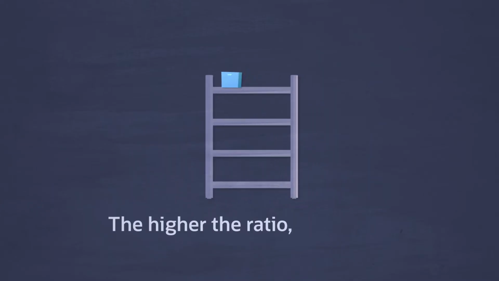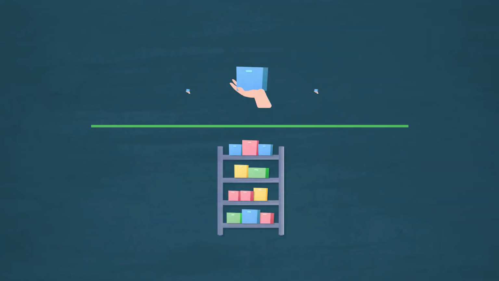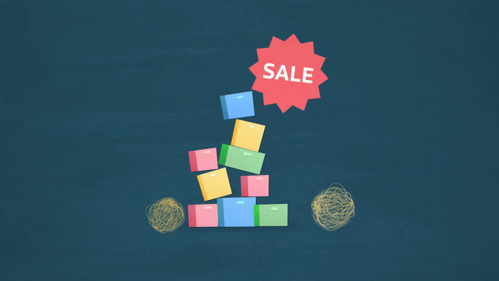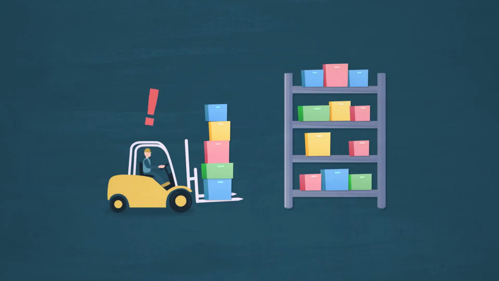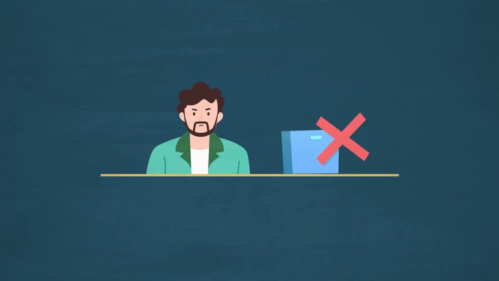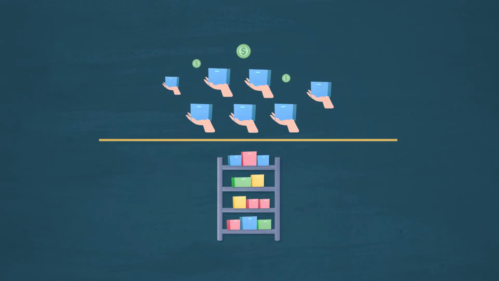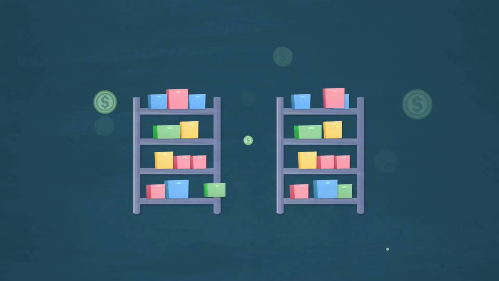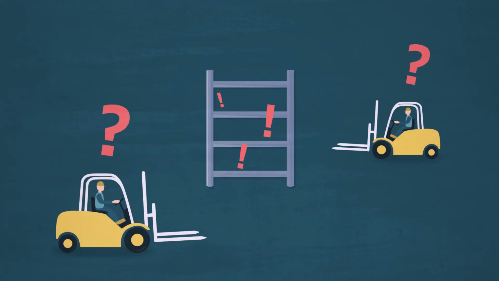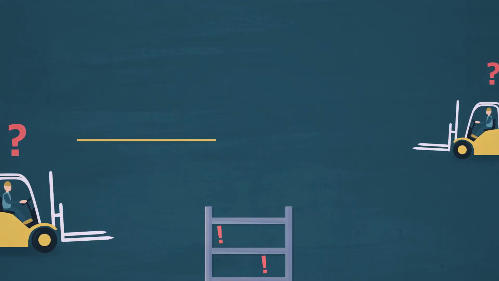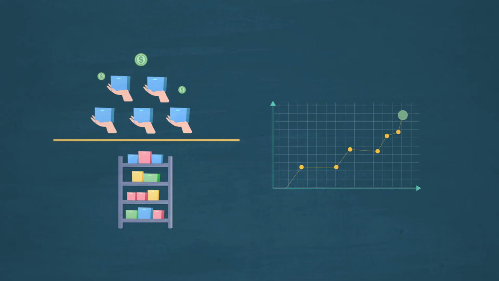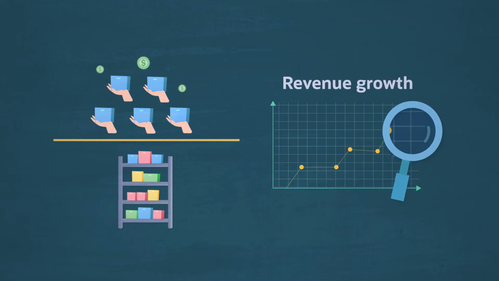The higher the ratio, the better. A low inventory turnover ratio may signal sluggish sales, excess inventory, or carrying the wrong inventory. However, while a higher ratio usually implies strong sales, it may also be the result of insufficient inventory. So it's important to consider the ratio along with revenue growth.